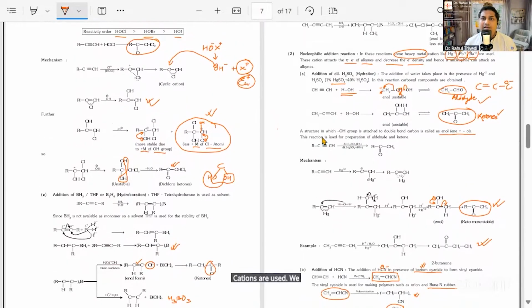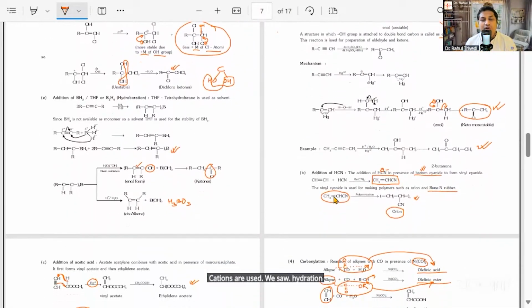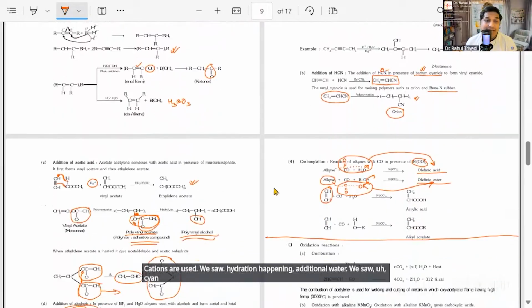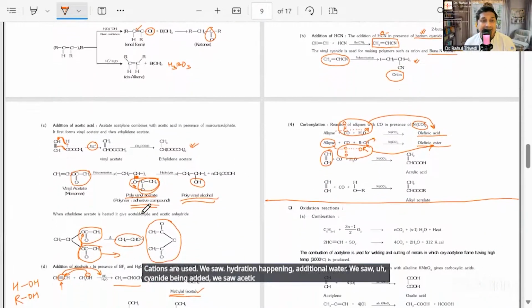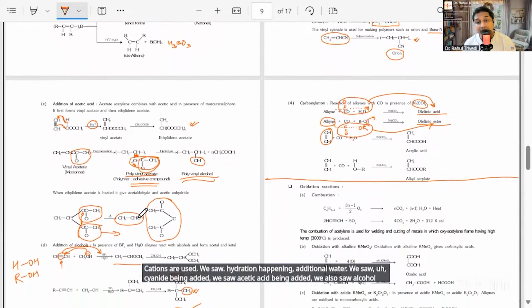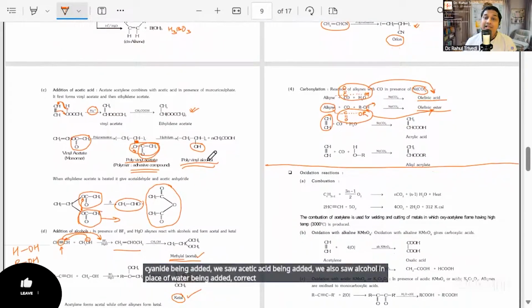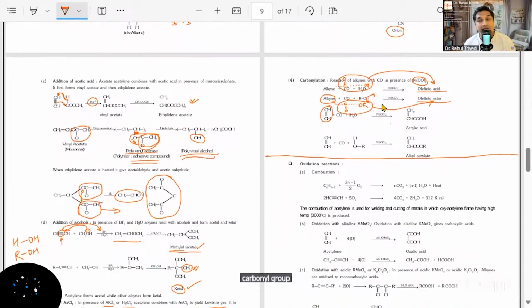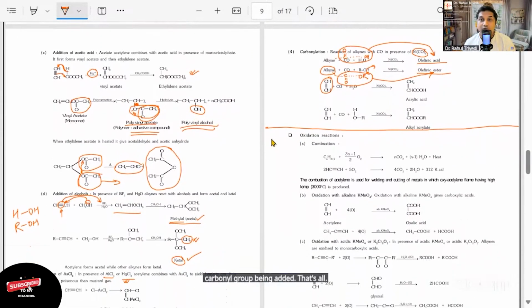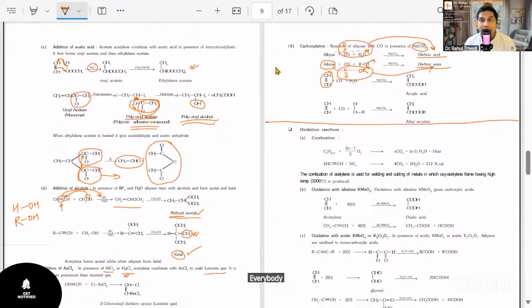We saw hydration happening, addition of water. We saw cyanide being added. We saw acetic acid being added. We also saw alcohol in place of water being added, correct? And finally, carbonyl group being added. That's all. All good? Everybody understood? I hope. Fine.